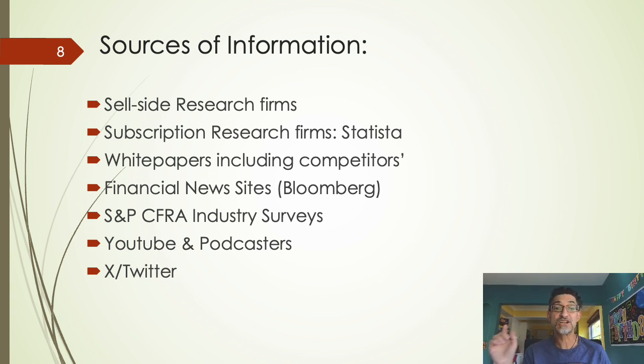From Statista, especially, I didn't put it here. Messari is very good for this kind of stuff. And I should have put this here as a bullet point: white papers are good, including competitors. I didn't mention here, but Web2 companies. We mentioned Uber and Lyft. Financial news sites, Bloomberg, Wall Street Journal, S&P, CFRA's industry surveys, podcasters like Bankless, YouTube, and of course, Telegram and X and Twitter and Reddit.